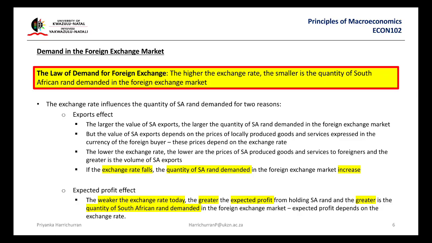People will not demand this rand because it's very, very expensive, right? So that's what they're saying basically. Now, what is the export effect?